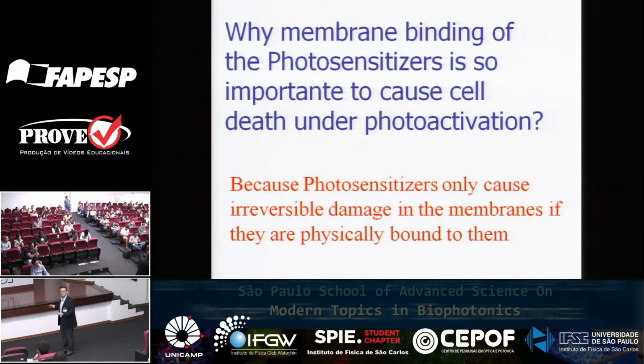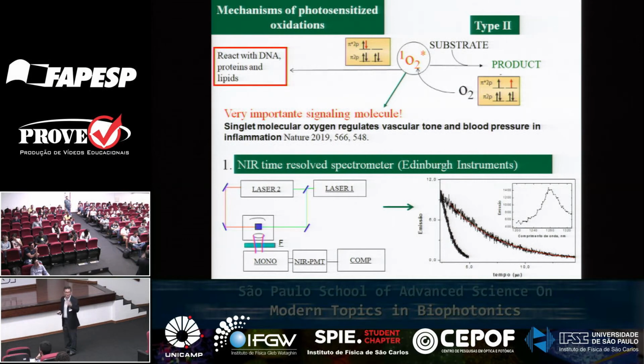Of course, I want to discuss if you have any questions concerning this. Saying that, I'm not saying singlet oxygen is not important. In my view, it's becoming clearer every day that it's very important for signaling. There was a paper in Nature a month ago, which I read to you: singlet molecular oxygen regulates vascular tone, blood pressure and inflammation. Part of this data was obtained in our lab. I'm not a co-author, but a colleague of mine in the department is.